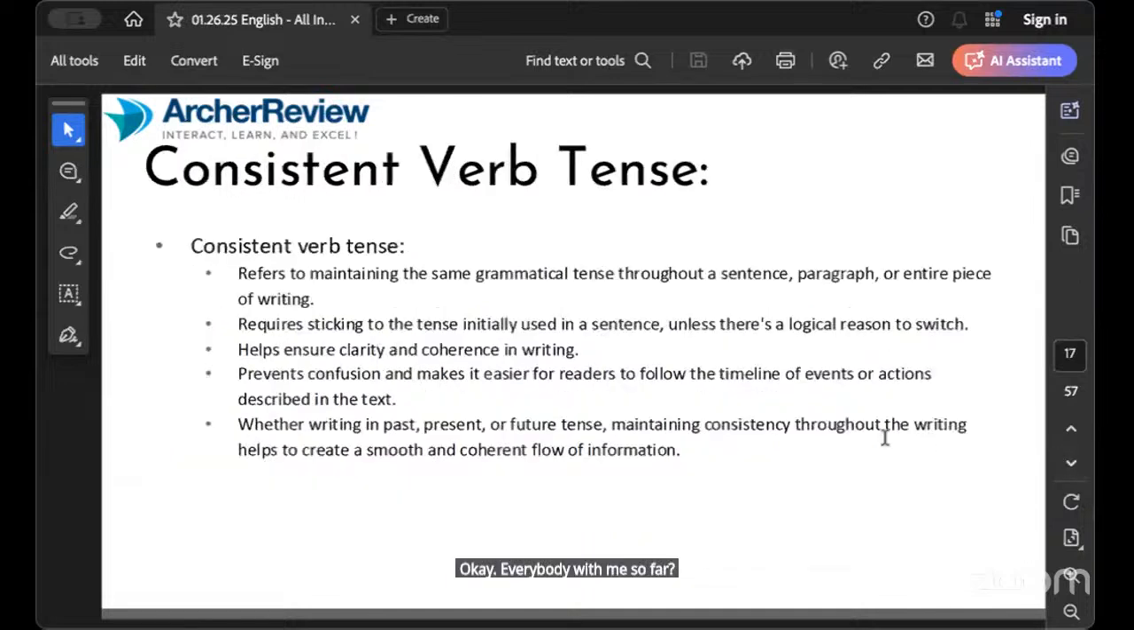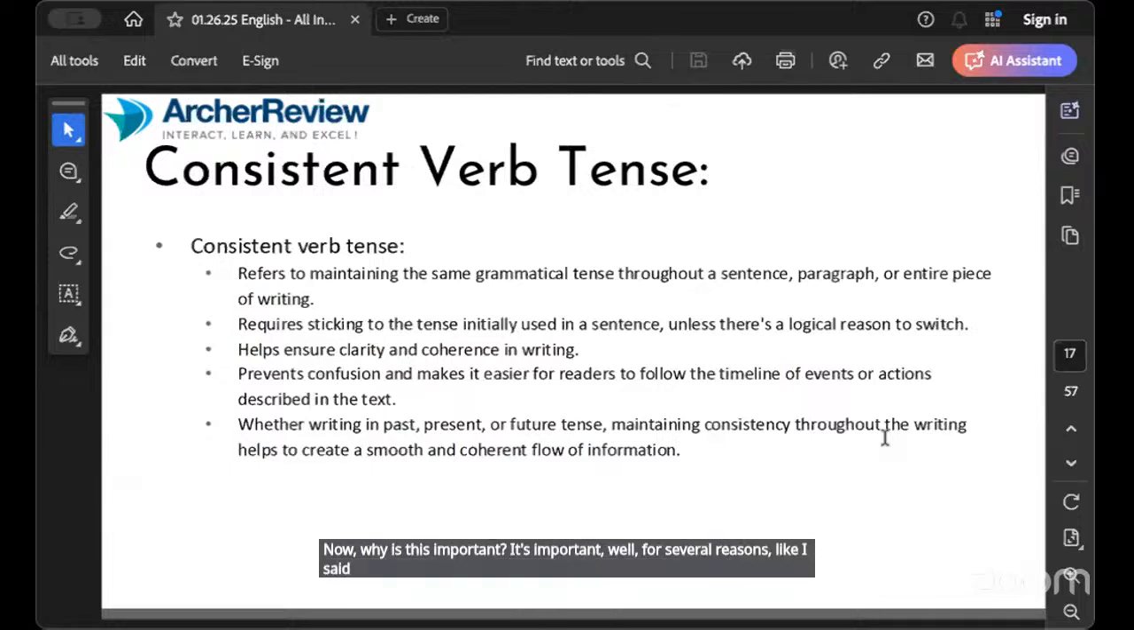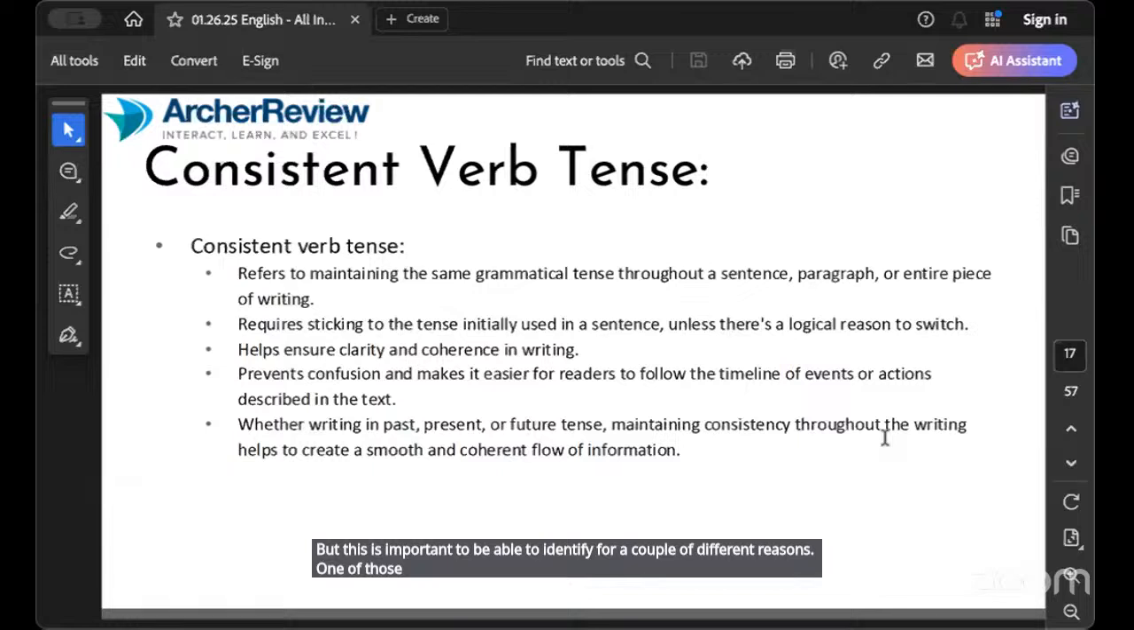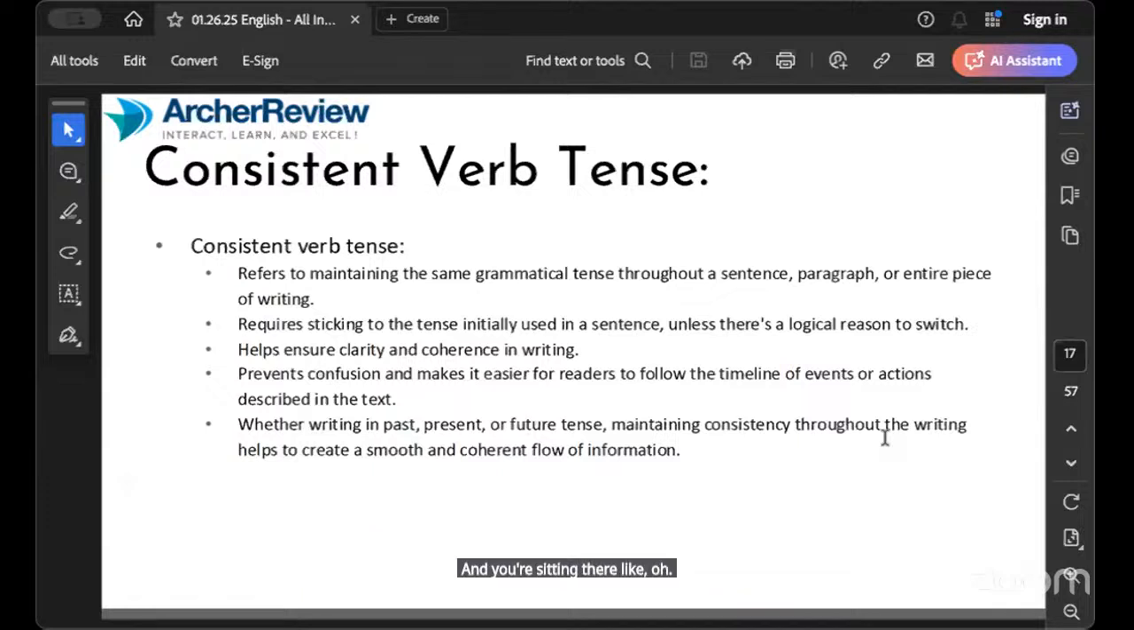Now, why is this important? It's important for several reasons, like I said, that you be able to identify all parts of speech. But this is important to be able to identify for a couple different reasons. One of those is that when you are given what I like to call vague questions, those open-ended questions where it says, review the following sentences and determine which are grammatically correct, and you're sitting there like, oh, my gee golly, I've got to sit here and check every single answer option, A, B, C, and D, and see which of these is grammatically correct. Well, guess what?